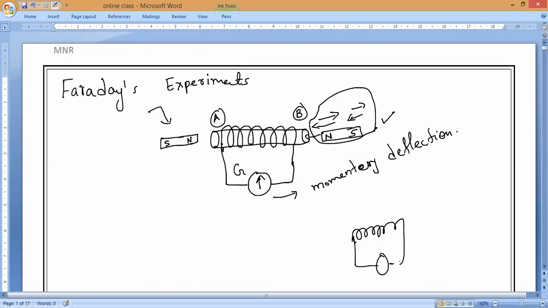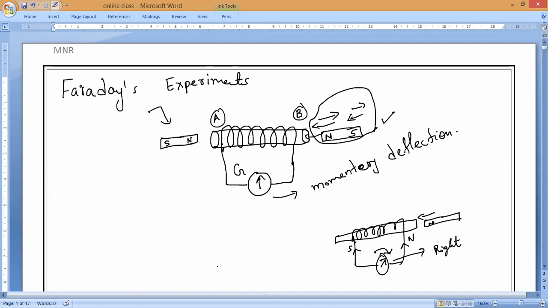If the north pole goes inside, as we have seen, what will come, guys? This will be the north pole of the solenoid and this will be the south pole, so that the current goes in the anti-clockwise direction, and the galvanometer deflects towards the right. Is it yes or no?